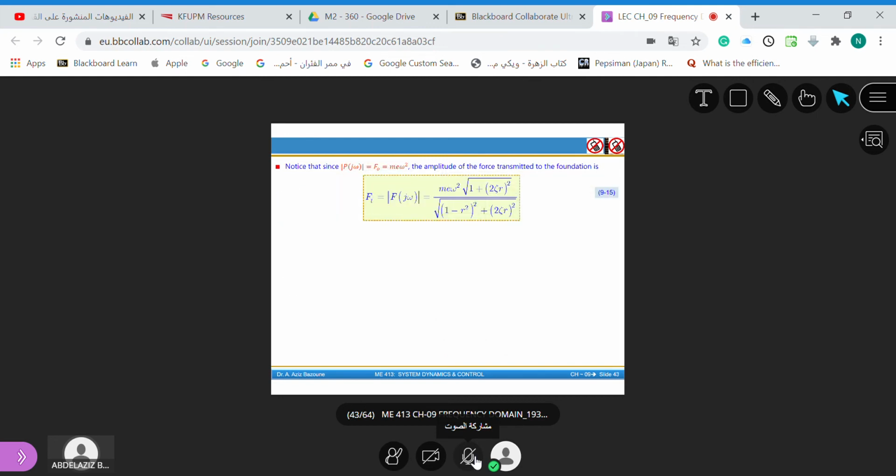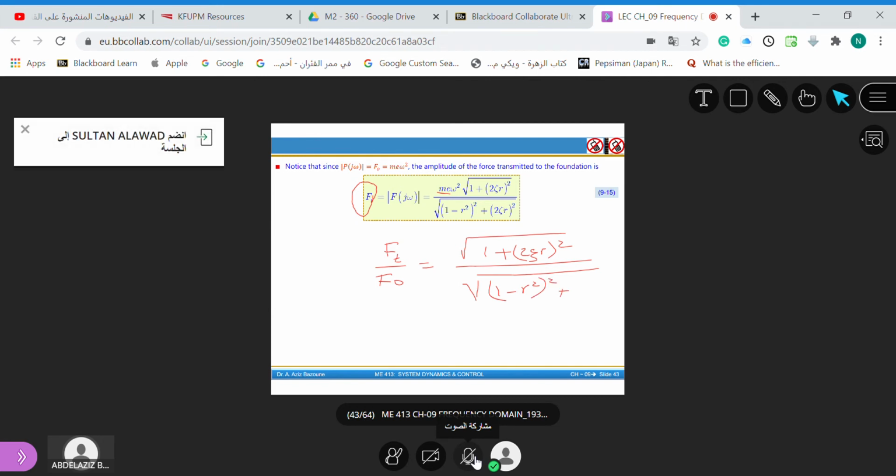Since the input amplitude is equal to F naught, which is M E omega squared, the force transmitted will be M E omega squared times the transmissibility ratio. We wrote this ratio F T over F naught as the square root of 1 plus twice zeta R the whole square, divided by 1 minus R squared the whole square plus twice zeta R the whole square.